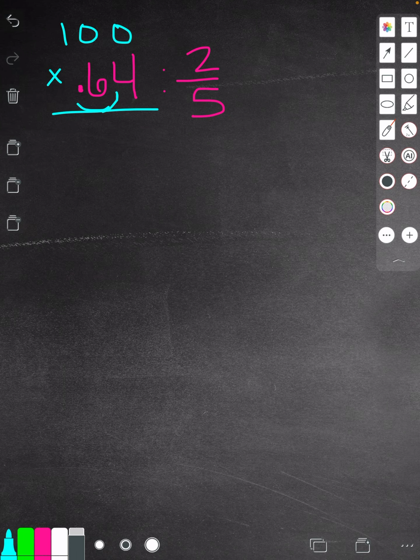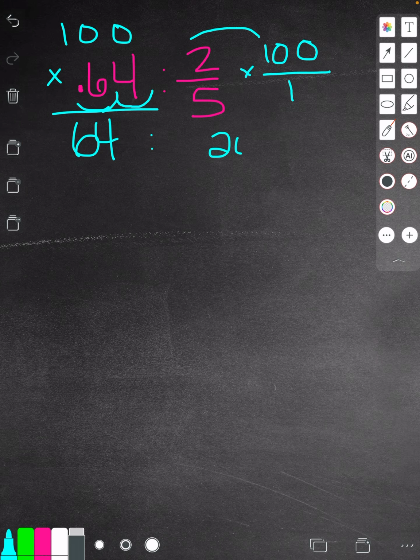Once would be 6.4, twice would be 64. Now, remember, if I multiply on the left-hand side by 100, I have to multiply by 100 on the right-hand side. 100 as a whole number, it's just 100. 100 as a fraction, it's going to be 100 over 1. So when I multiply across, 2 times 100 is 200. Multiply the bottoms, 5 times 1, 5.